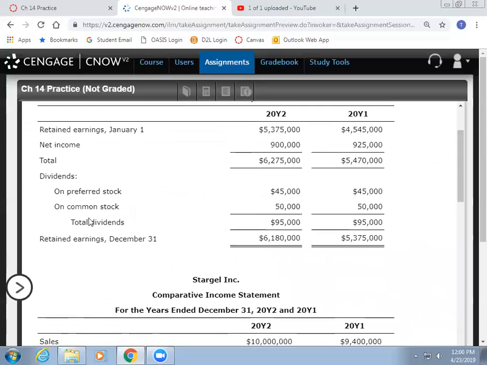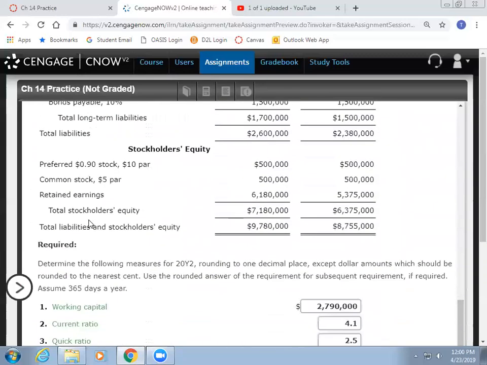There are your dividends up here. So just make sure on your stockholders' equity section, when you're doing average common stockholders' equity, you're only taking common stock. When you get into the ones dealing with equity and shares, just be careful and read them, because they don't want your total stock, just the common stock there.